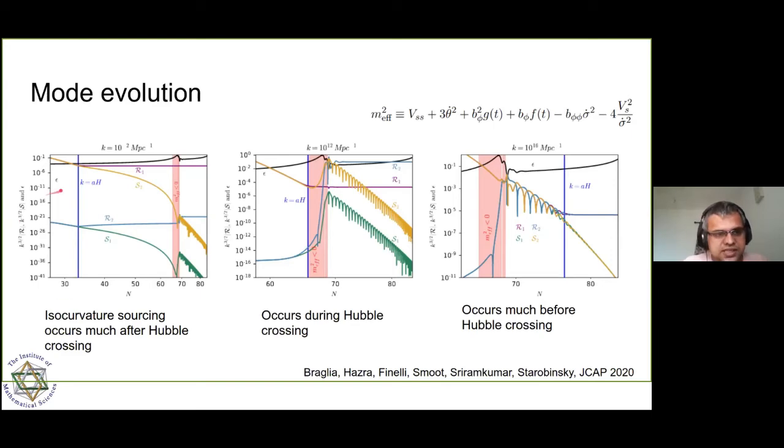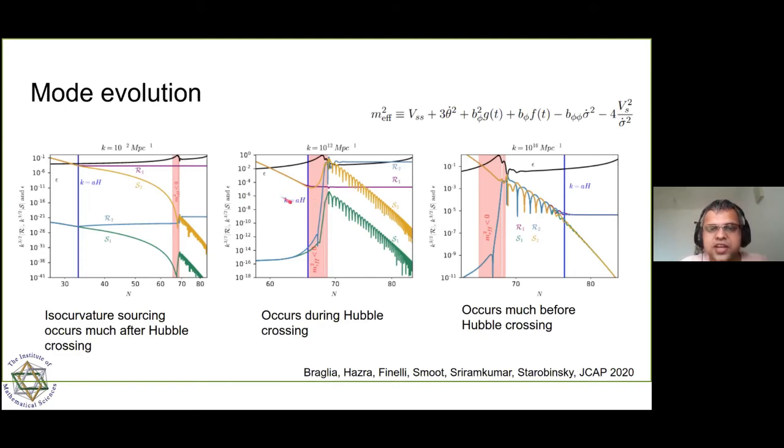So here you can see that these are the four quantities R1, R2, S1, and S2, which give rise to the final curvature and isocurvature perturbation. I have plotted epsilon in black. The red band is the part where the effective isocurvature mass goes negative.